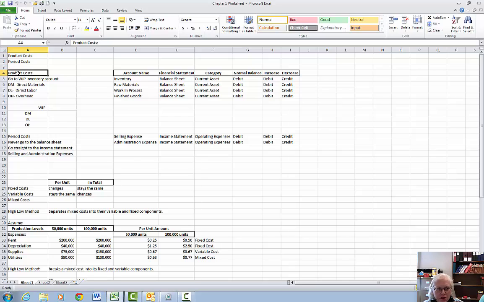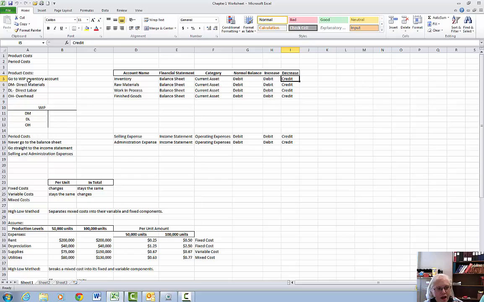A product cost follows the product. So it's going to end up going into the work in process inventory account. Work in process is an inventory account which shows up on the balance sheet. It's a current asset with a normal debit balance. You will increase it with the debit and decrease it with the credit. And that's going to be important in Chapter 2 when you start making some journal entries.